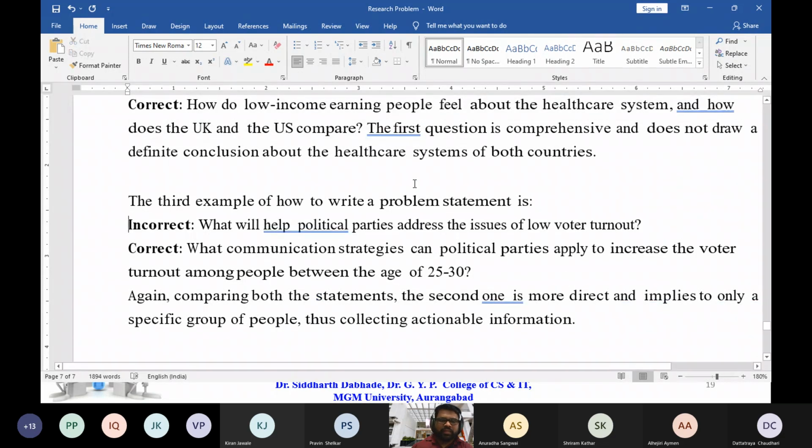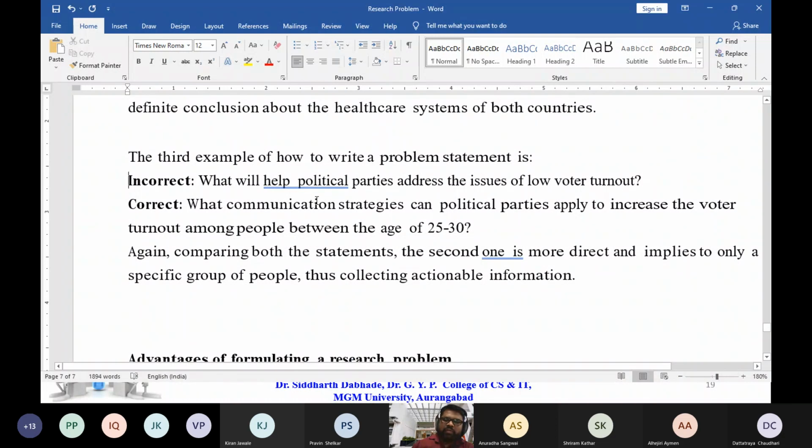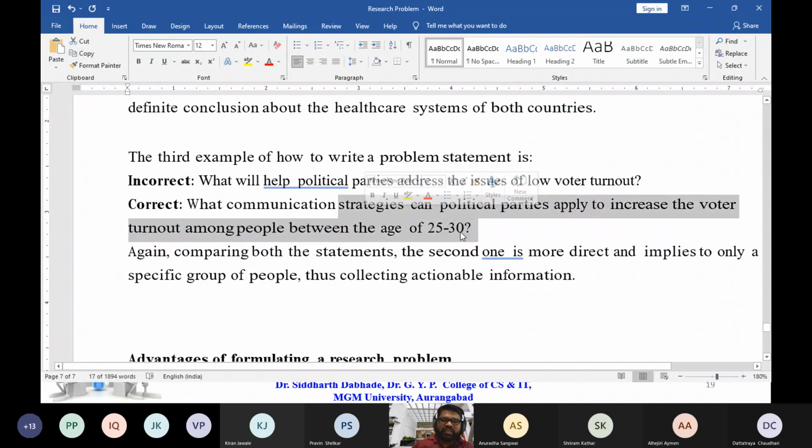Another third example is: what will help political parties address the issue of low voter turnout? Okay, so this is the incorrect problem. The correct way to make the research problem statement is like this: what communication strategies can political parties apply to increase the voter turnout among people between the age of 25 to 30? So in this manner we are setting the age between 25 to 30.